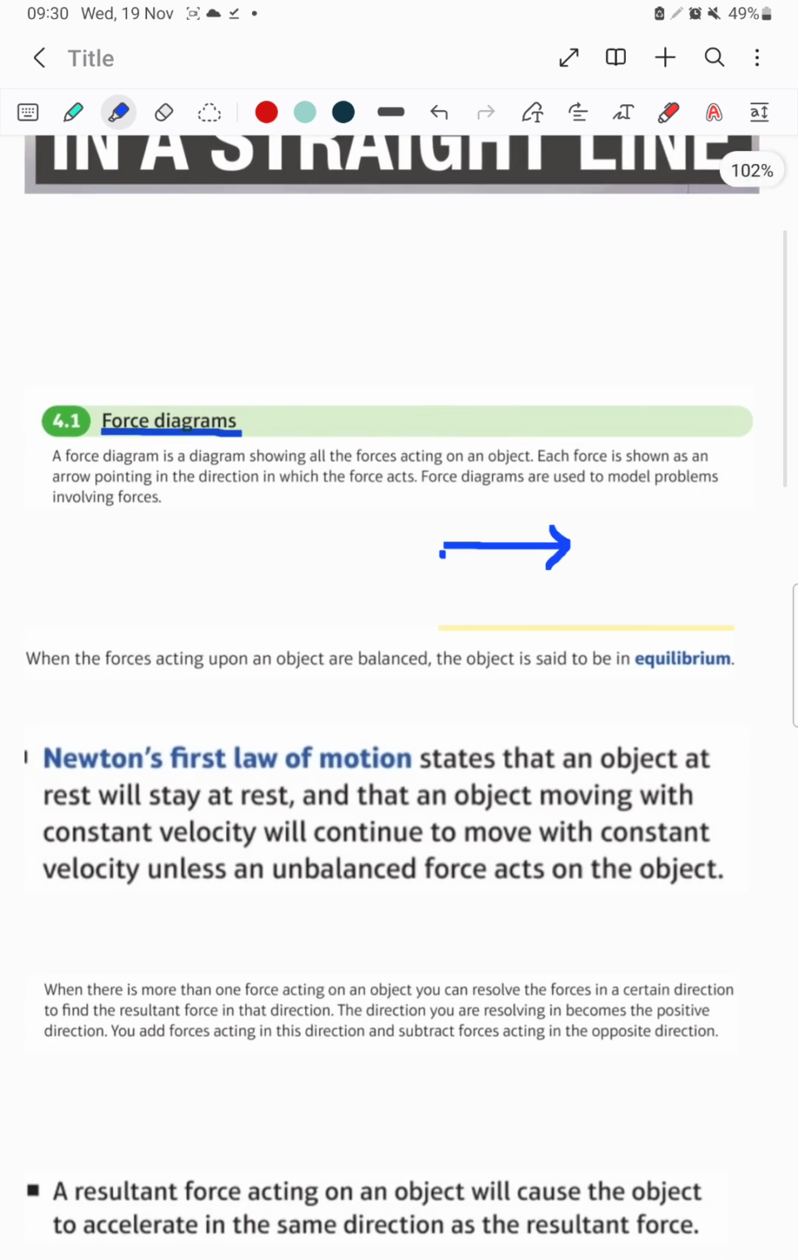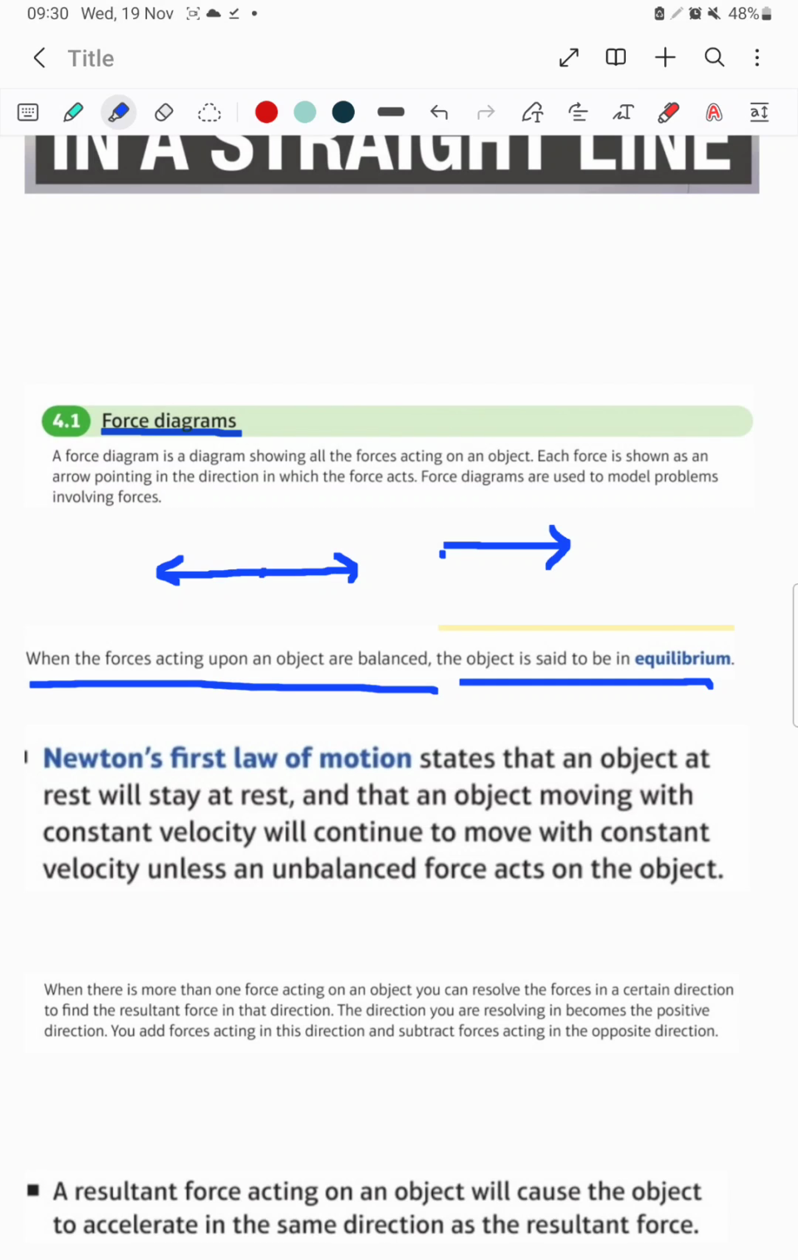Now, when all the forces which are acting on an object are balanced, then the object is said to be in equilibrium. For example, here is an object. One person is pulling from here and one person is pulling on the opposite side with equal force. So this object will not move, it will be in the equilibrium position.